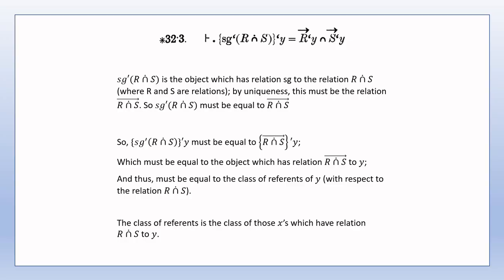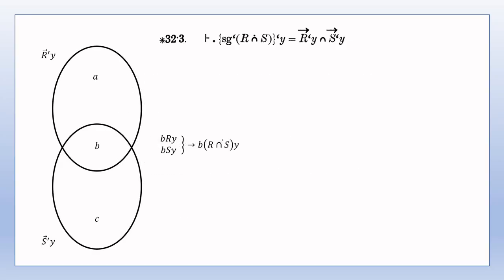The class of reference is the class of those x's which have relation the logical product of R and S to Y. And we can see on a diagram that this is the logical product of the class of x's which have relation R to Y and the class of x's which have relation S to Y. That is the logical product of the class of reference of Y with respect to R and the class of reference of Y with respect to S, which is what the proposition states.